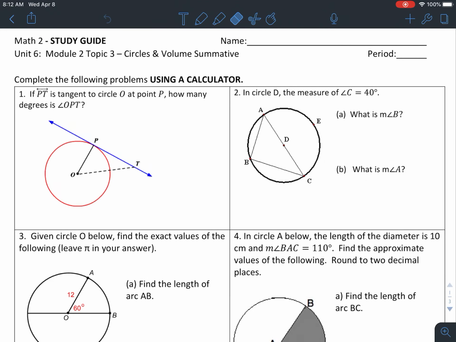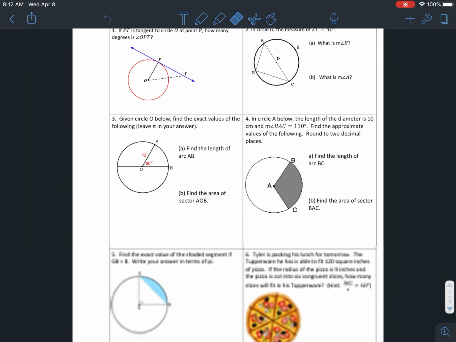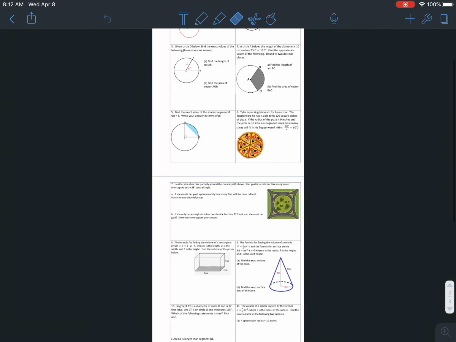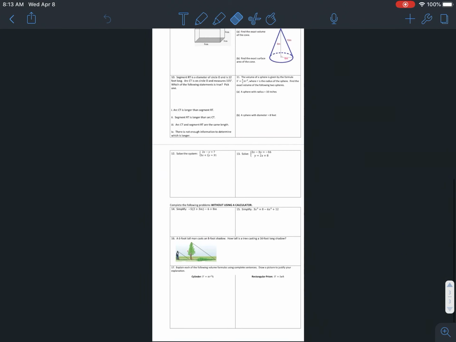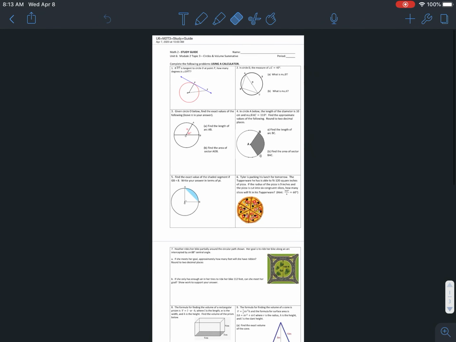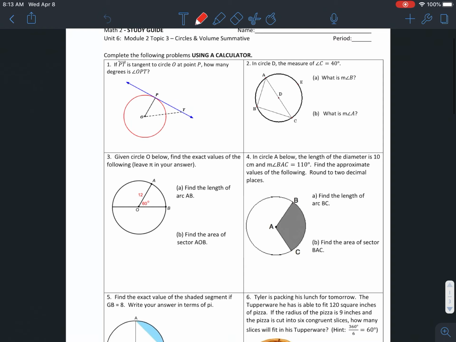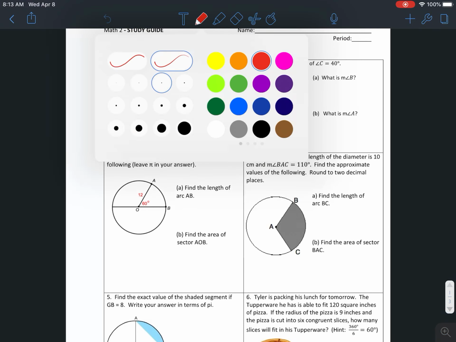Alright guys, today we're going to go over the study guide. We're going to do part of this today. As you can see, there is quite a bit, about 3 pages. So we'll do some today and we'll do some tomorrow to finish this out.